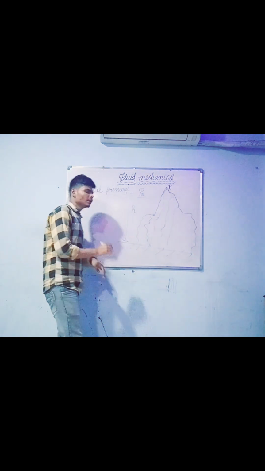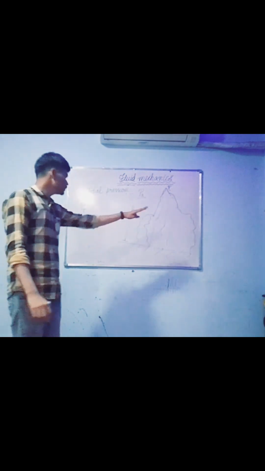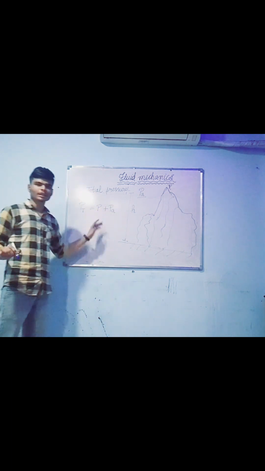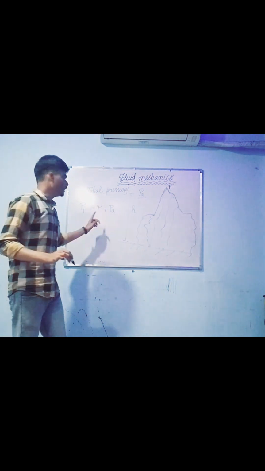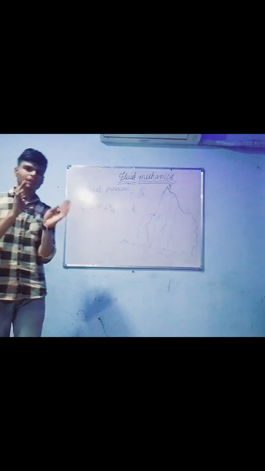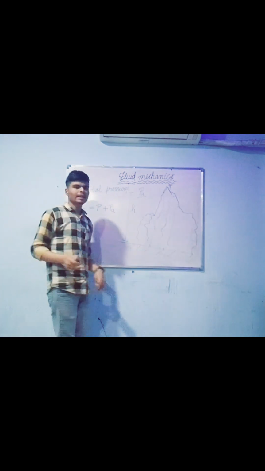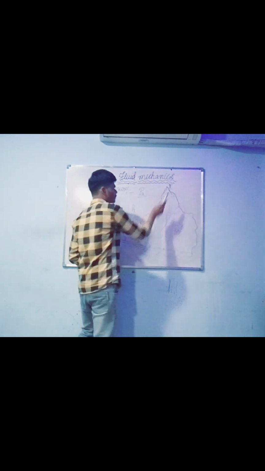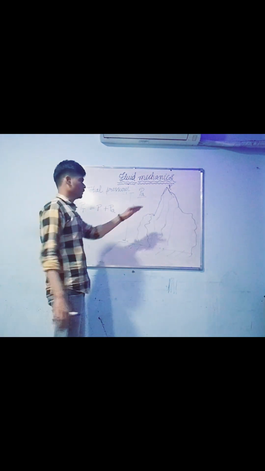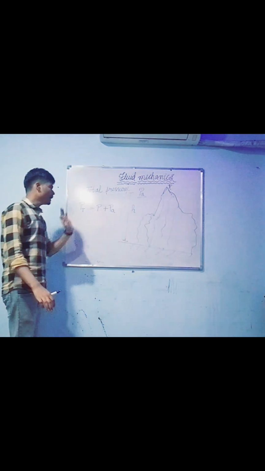So the total pressure, in terms of all these quantities, is the internal pressure plus the atmospheric pressure, that is, internal plus external pressure. Total pressure is equal to the sum of these two quantities. The external pressure is nothing but the atmospheric pressure, and the internal pressure is denoted by P.